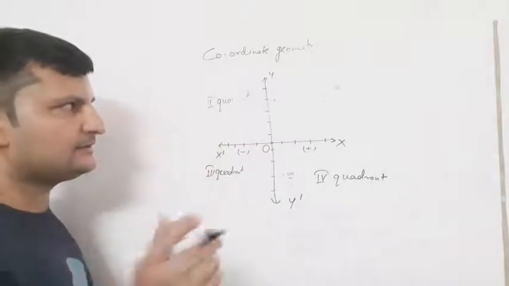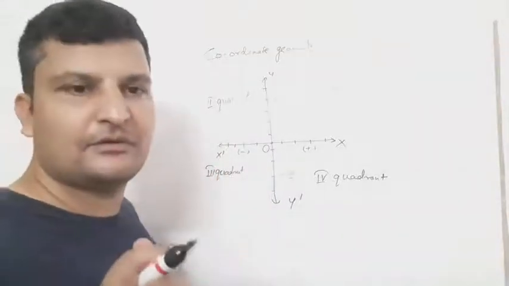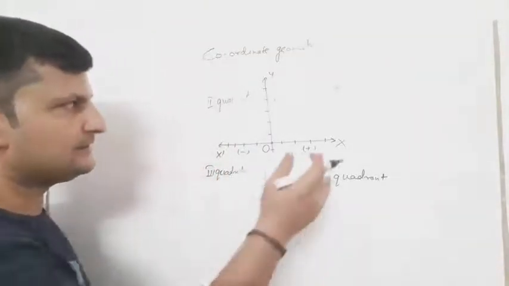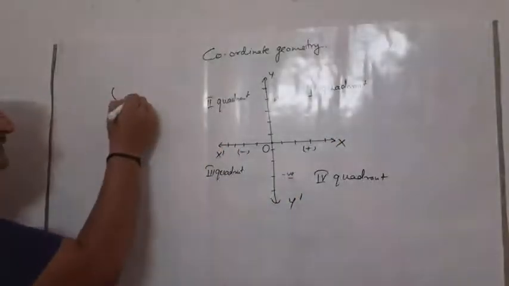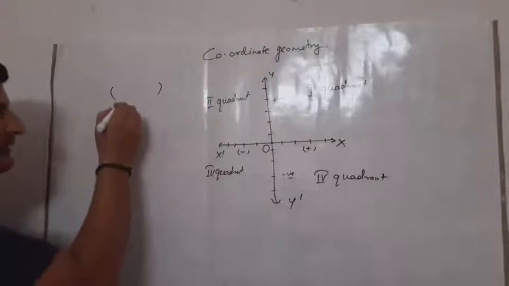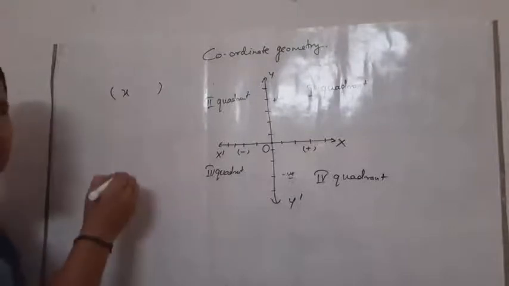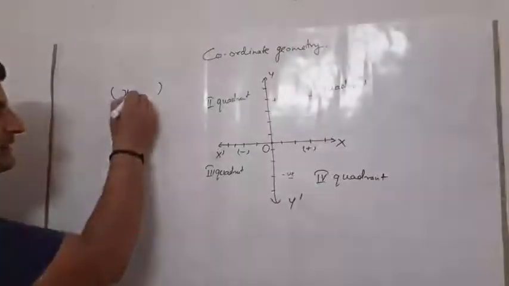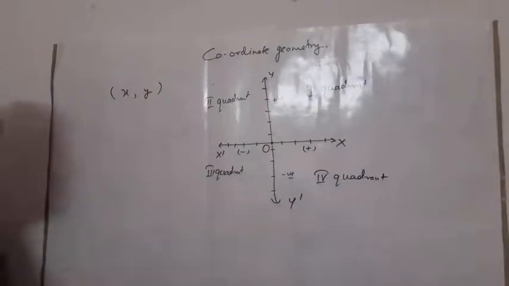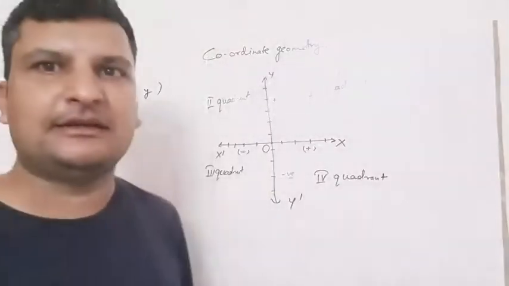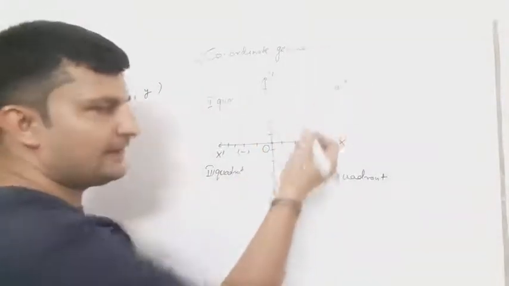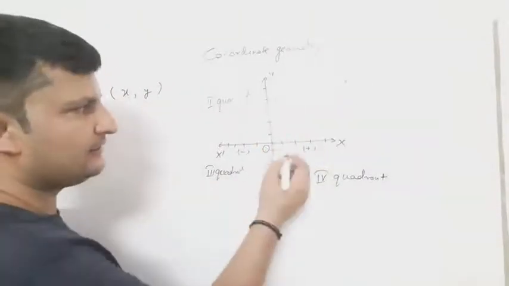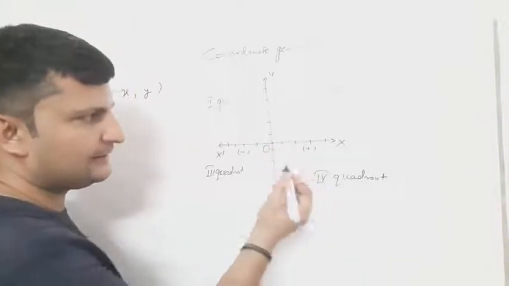Now, do you know the meaning of coordinates? Coordinates means we write it in this form: make a bracket, a small bracket. The first one always shows x, and the second one always shows y. So first is x and second is y. So the sign for the first quadrant, we can understand it like this.